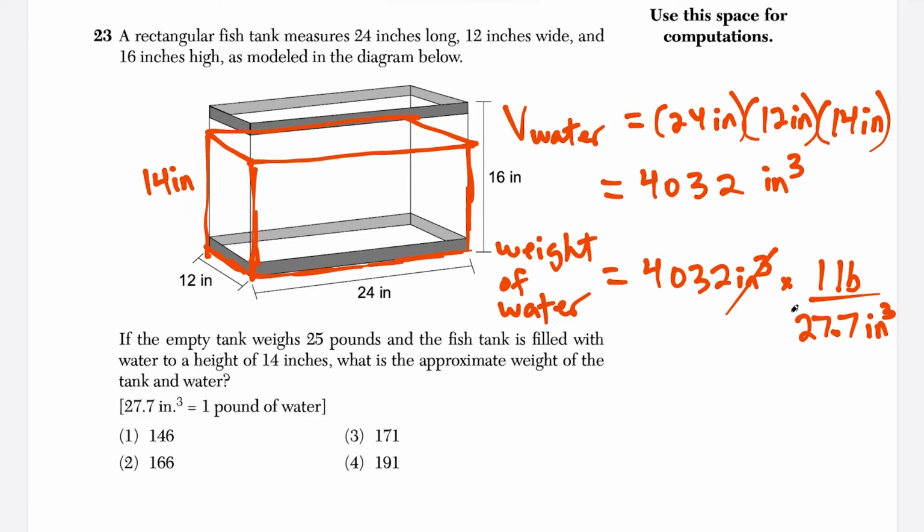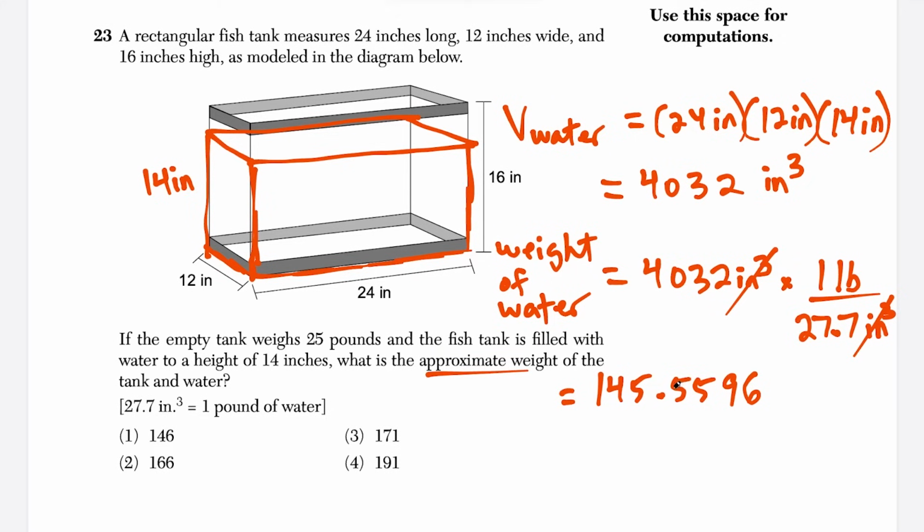So here the units now cancel out, and we just do 4,032 divided by 27.7. We work this out, and this will come out to 145 point 559, 56. So I'm just going to round this up to a 6. Since we're going to be rounding at the end to the nearest whole number for the approximate weight, I don't need to go that far out.